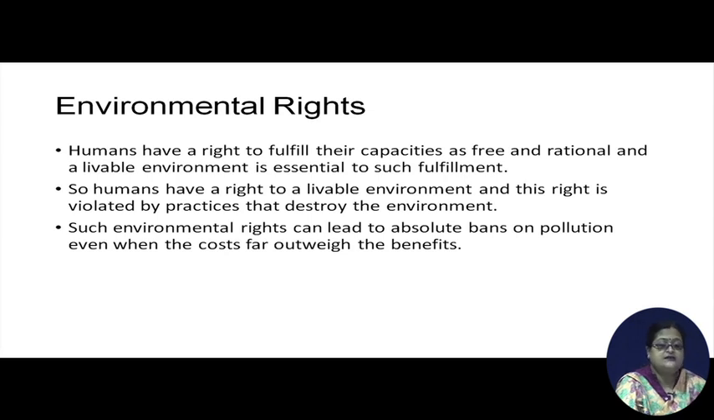If we are discussing it from the rights perspective, then we understand what we discuss as environmental rights. Every human being has the right to fulfill their capacities as free and rational beings, and having access to a livable environment is essential to such fulfillment. So, if they have to fulfill their capacities, then they have to have access to a livable environment.